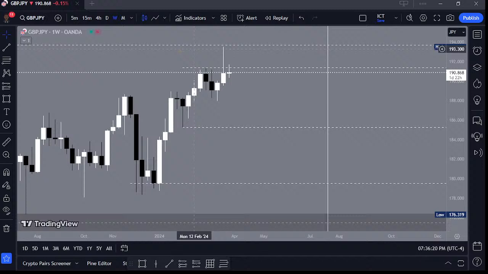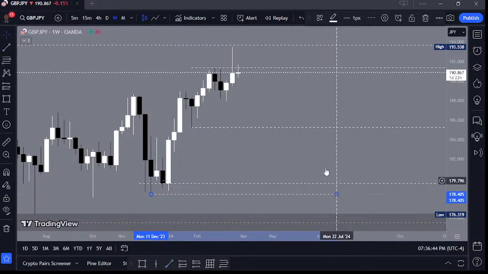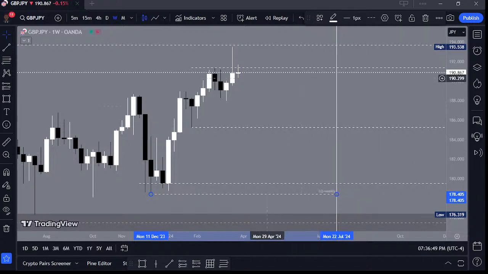As you can see, we had swept liquidity. Equal highs here. As you can see, there is a pullback. And apart from that, you can see that most of the areas have been plotted out, like these equal lows here. And I guess I can plot a swing low here. That will be our weekly liquidity. And also here as a weekly liquidity, and we have our PDA right here. So this is our PDA.